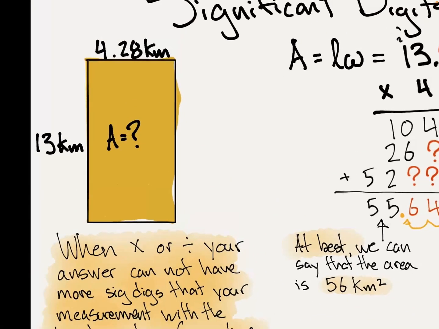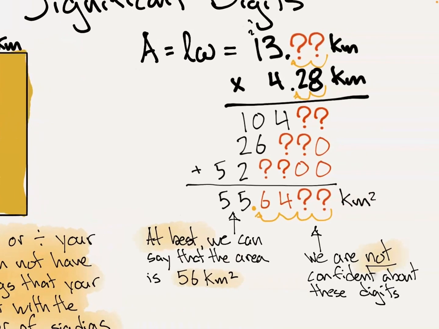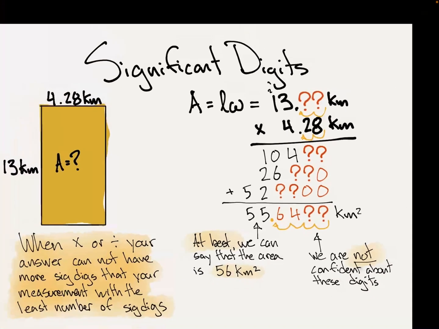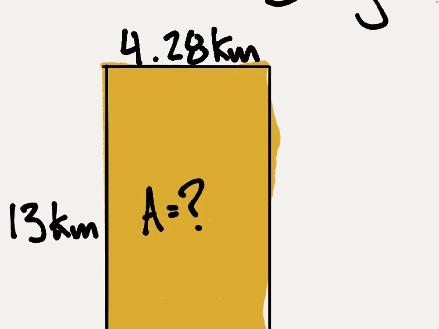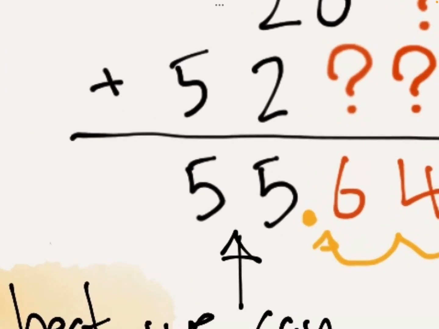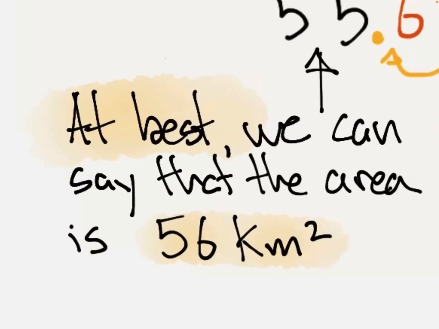So if we were to just throw this into our calculator, and I'll pull up a calculator here, I've got 4.28 times 13. I end up with 55.64. That's what we measured here using our long multiplication. Recognizing our shorthand here, that the least amount of sig digs comes from this 13, so we can only use these first 2 units. So we have to round our 55.64 to 56 square kilometers.